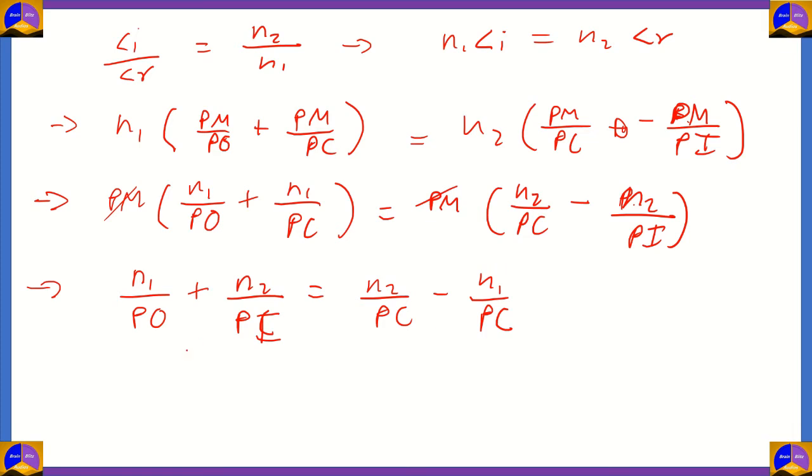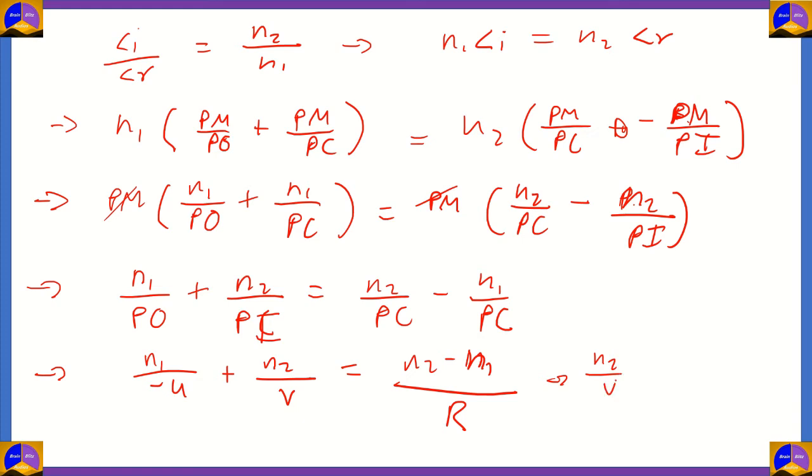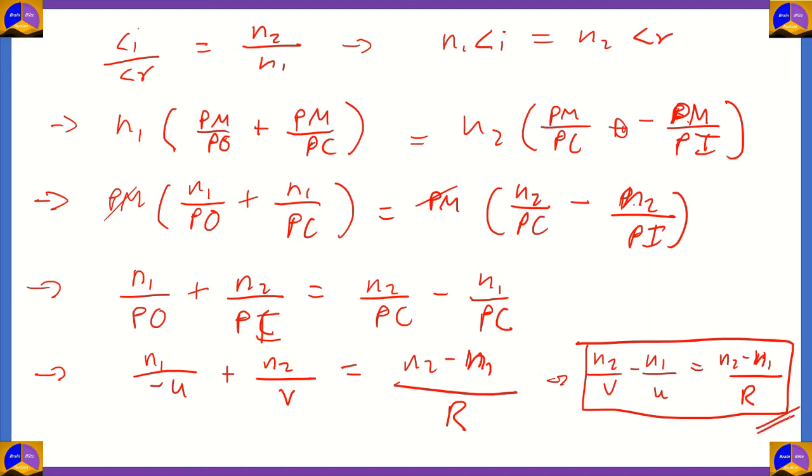Now the distance PO is written as U, that is the object distance, but since it's on the other side, according to the new Cartesian sign convention, you'll be writing that as minus U. Plus N2 divided by PI is the image distance, that is V, and N2 minus N1 divided by PC will be the radius of the refracting surface. So therefore N2 minus N1 divided by R. So what we get is N2 by V minus N1 by U equals N2 minus N1 divided by R. This is the final equation with respect to refraction at a spherical surface.